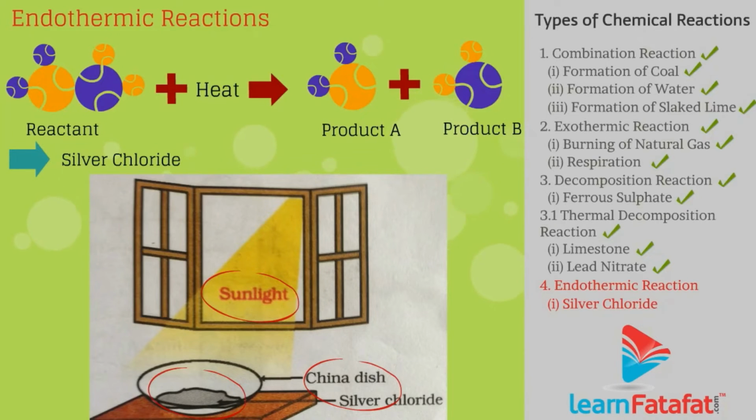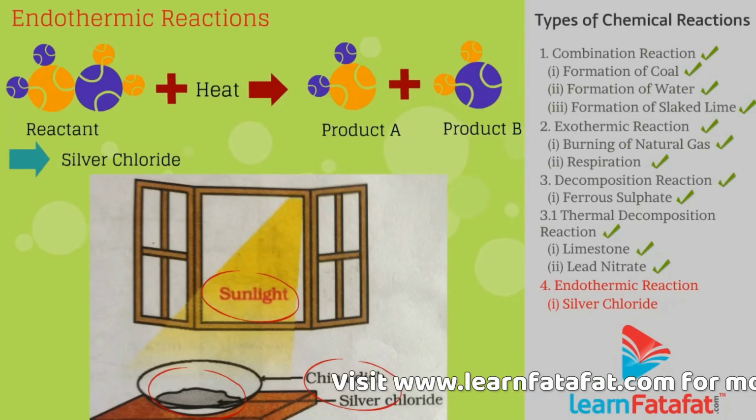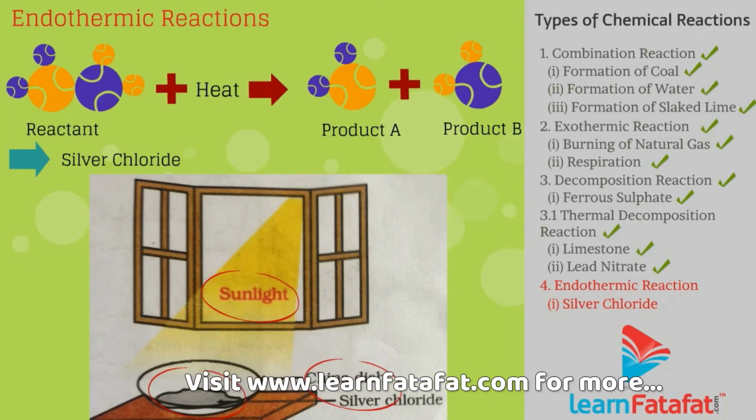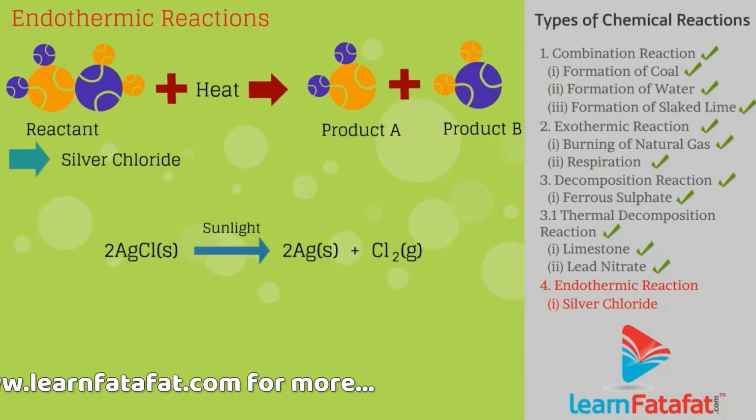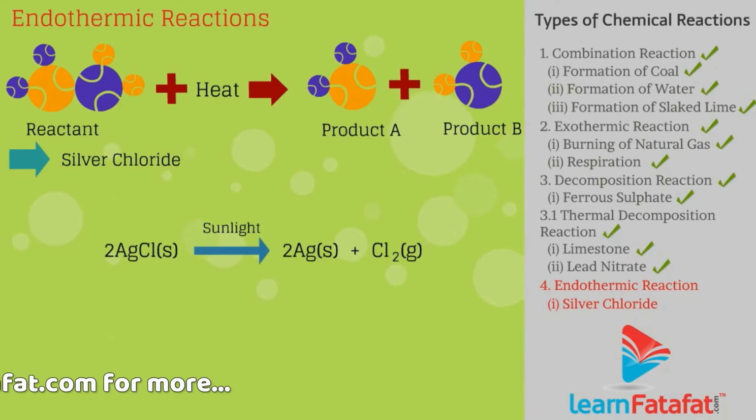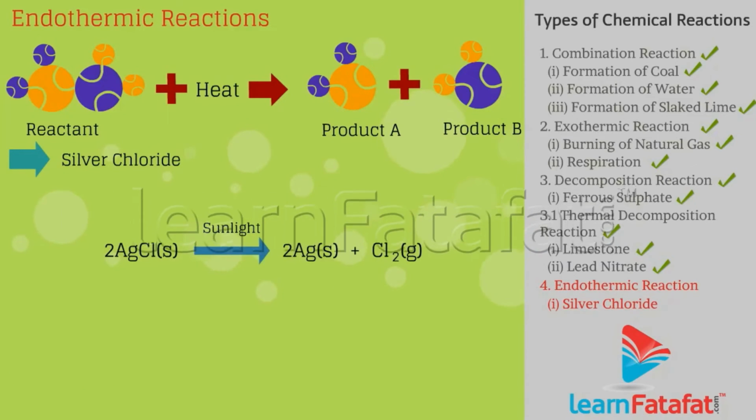Notice that white silver chloride turns grey in sunlight. This reaction is used in black and white photography. 2AgCl in presence of sunlight gives 2Ag plus Cl2.